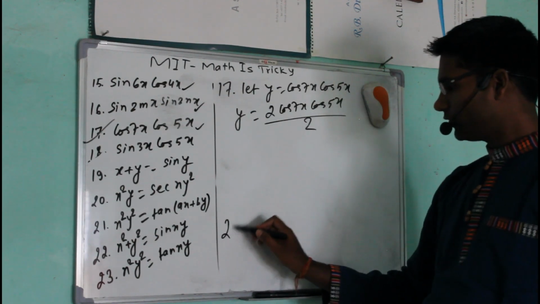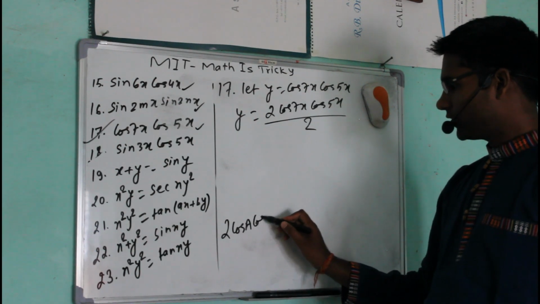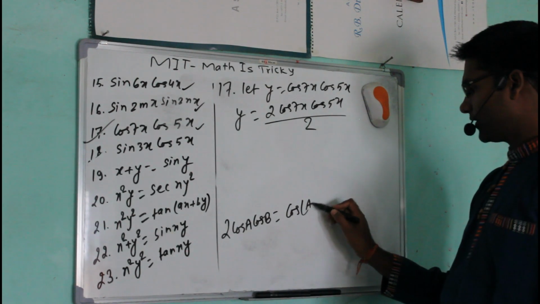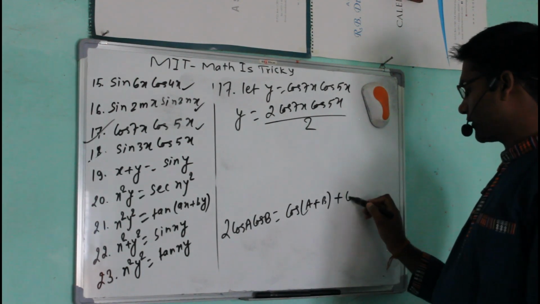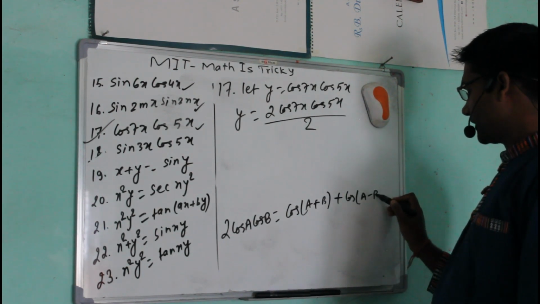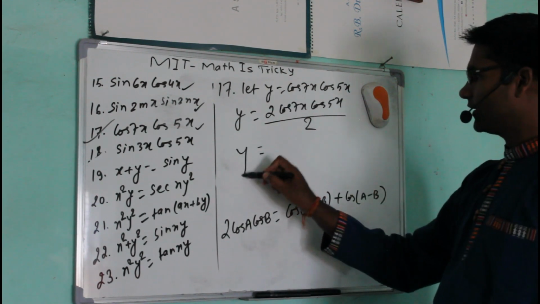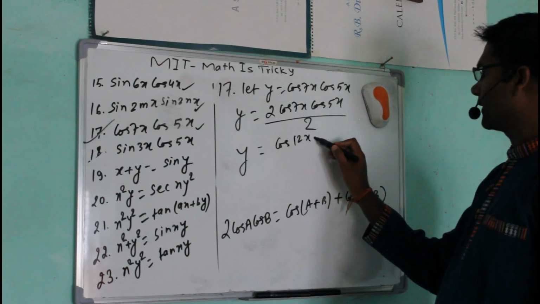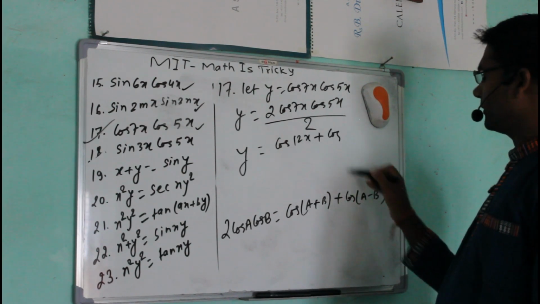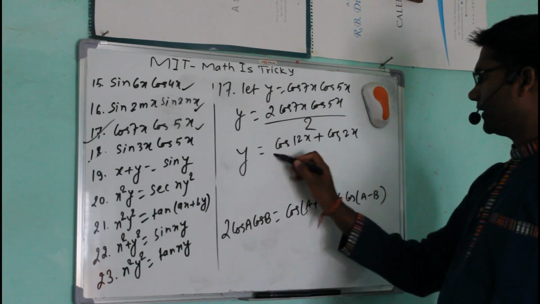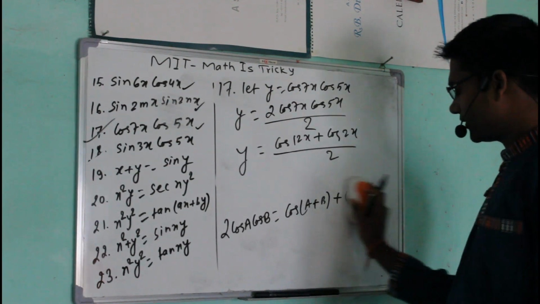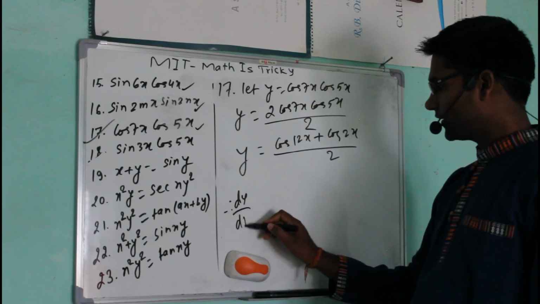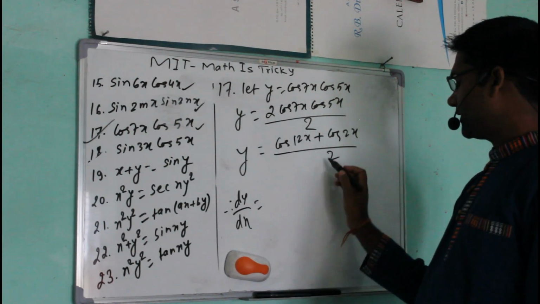So the formula is 2 cos A cos B, for that we have the formula cos(A plus B) plus cos(A minus B). By this formula we'll be getting here cos 12x plus cos(A minus B), which will be 2x, all by 2. Now differentiate this with respect to x.